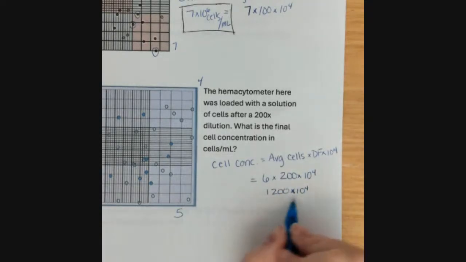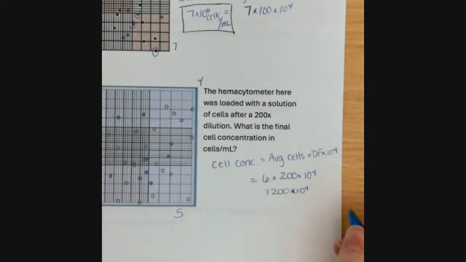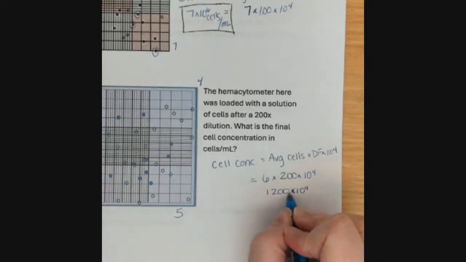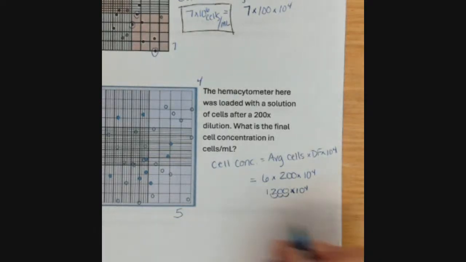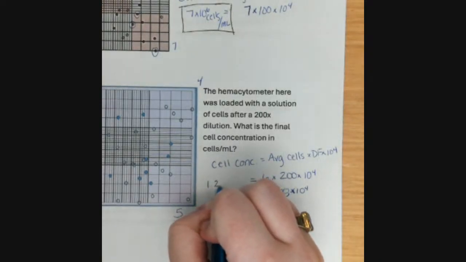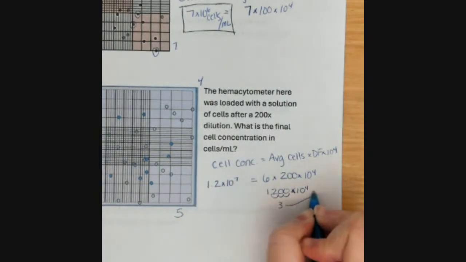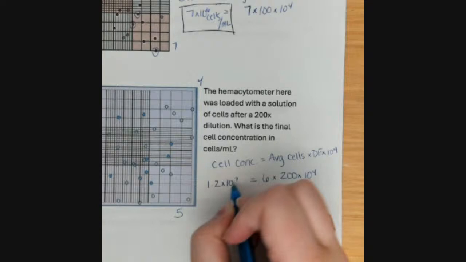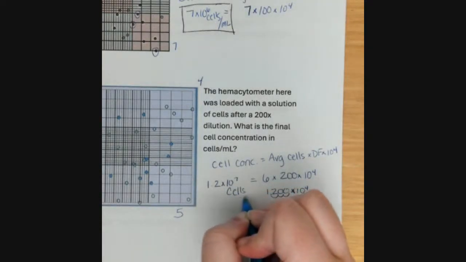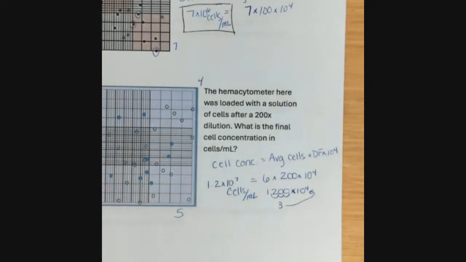And so writing in scientific notation, we want to have a number that's between 1 and 9.99999, repeating nines. And so I need to move my decimal 3 times, which will give me 1.2 times 10 to the 7th, of this 3 plus the 4 I already have up there. Cells per milliliter.